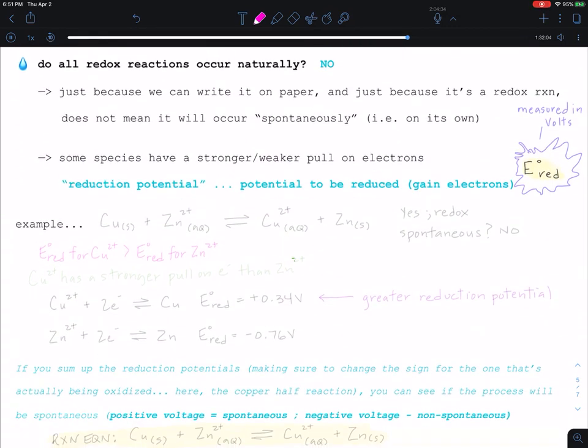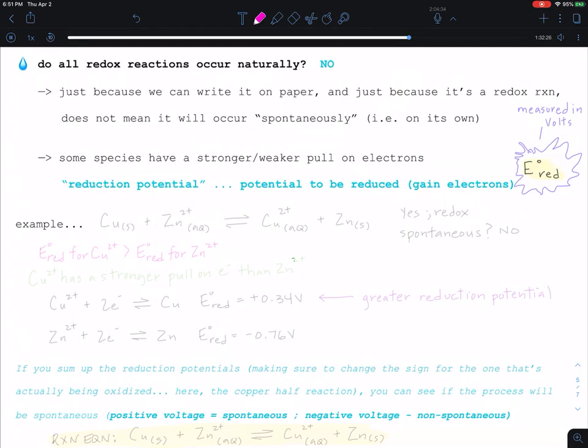It's just going to happen on its own. So how do we predict whether or not these things are going to go all by themselves? Do they all occur on their own naturally? No, absolutely not. Just because we can write it down doesn't mean that it's going to happen on its own or naturally. Just because it is a redox reaction doesn't mean it's just going to occur.